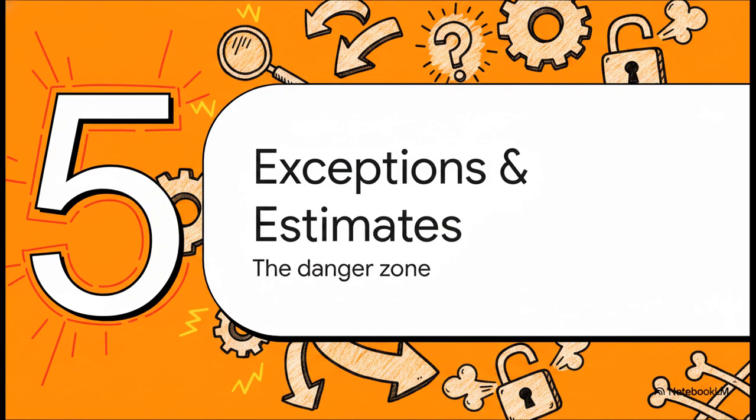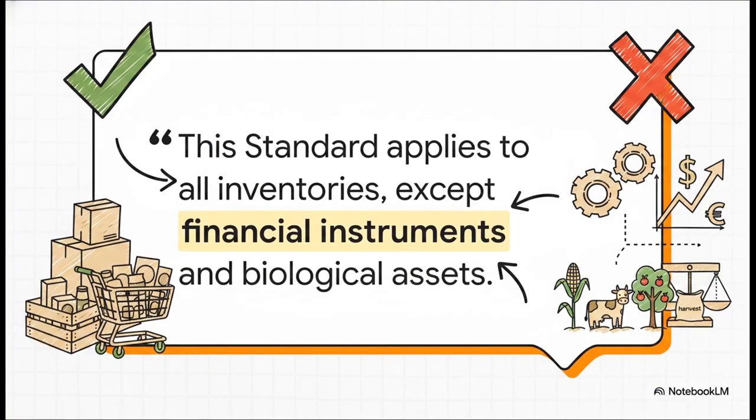Section 5, Exceptions, Judgments, and Estimates. We really have to emphasize these stark scope boundaries. The rules apply to almost everything except when you are dealing with financial instruments or biological assets at the point of harvest. Those are entirely carved out of IAS 2. Don't make the mistake of accidentally applying inventory costing rules to those specialized assets.